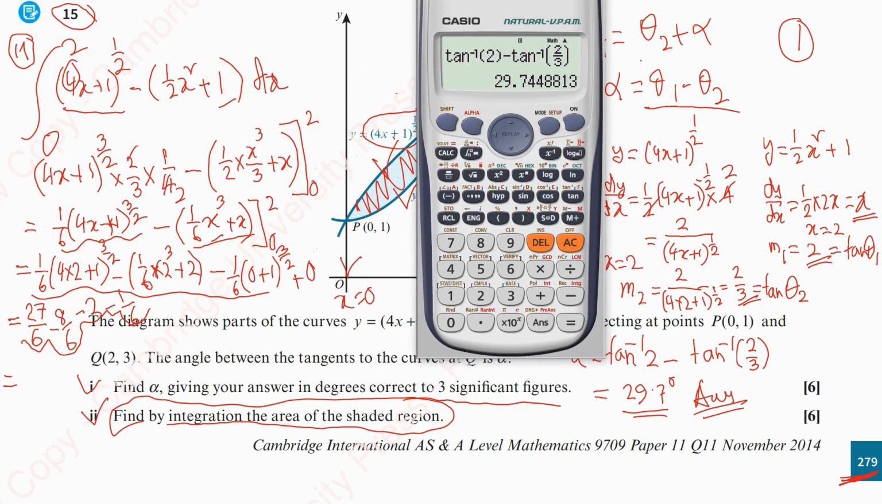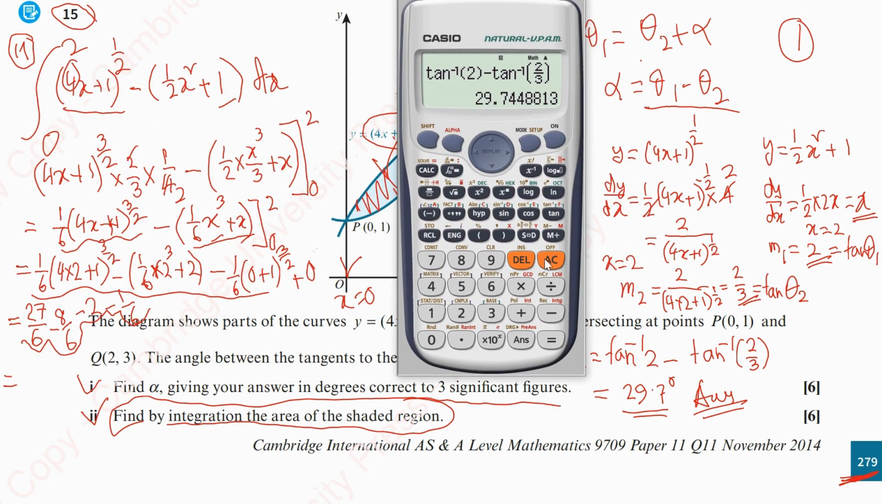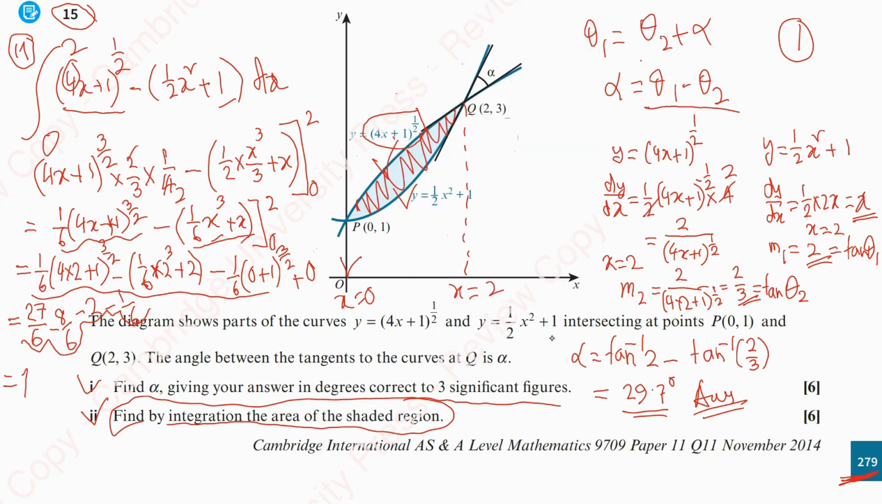Okay, we calculate 27 by 6, next minus 8 by 6, then minus 2, then the last one minus 1 over 6. Calculate, and it gives us only 1 as our answer. So we can write here unit square, because it is the area bounded by two curves. This is the total working of this question.